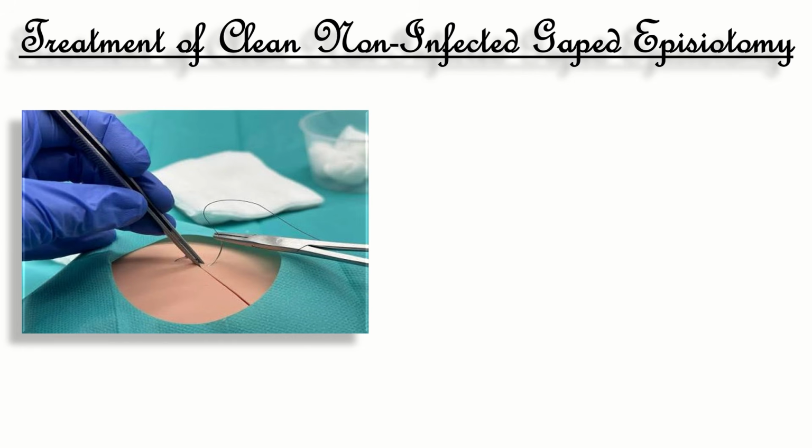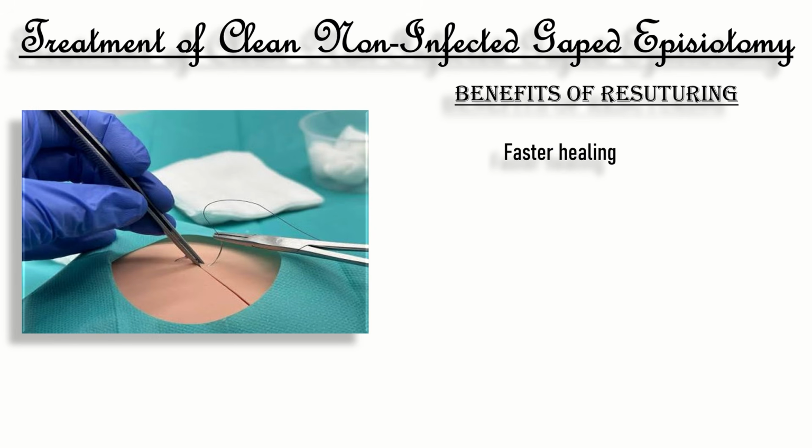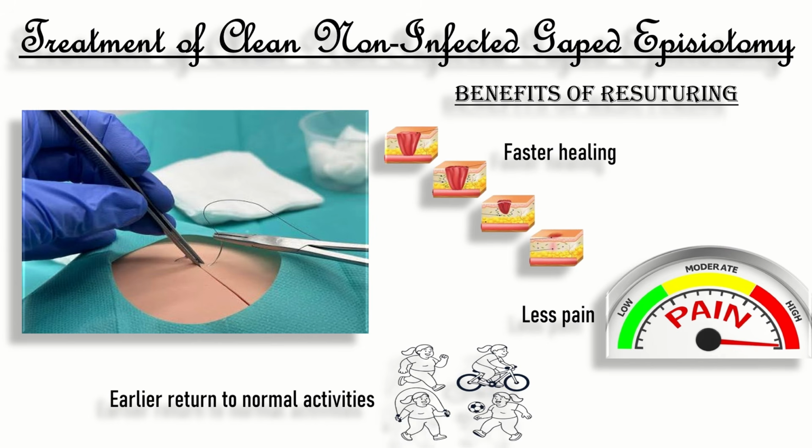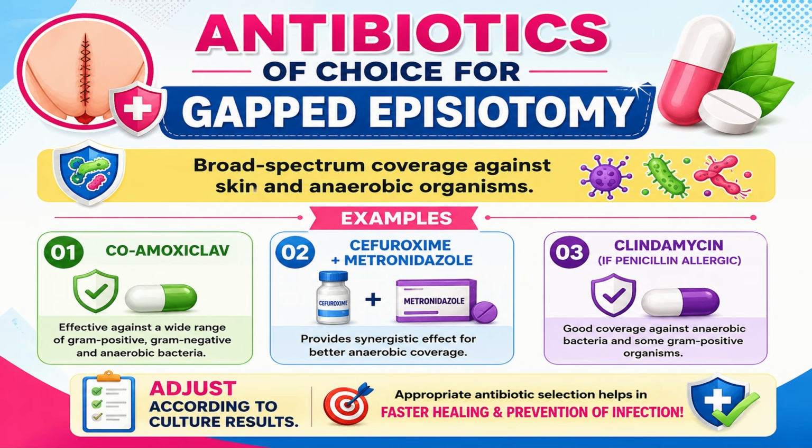How do you do the treatment of clean, non-infected gaped episiotomy? If no infection and there is healthy tissue, early presentation, usually within 48 hours, resuturing can be offered. Benefits of resuturing include faster healing, less pain, earlier return to normal activities. Antibiotics of choice for gaped episiotomy: broad spectrum coverage against the skin and anaerobic organism. Examples include coamoxiclav, cefuroxime plus metronidazole, clindamycin if penicillin allergic, and adjust according to culture results.